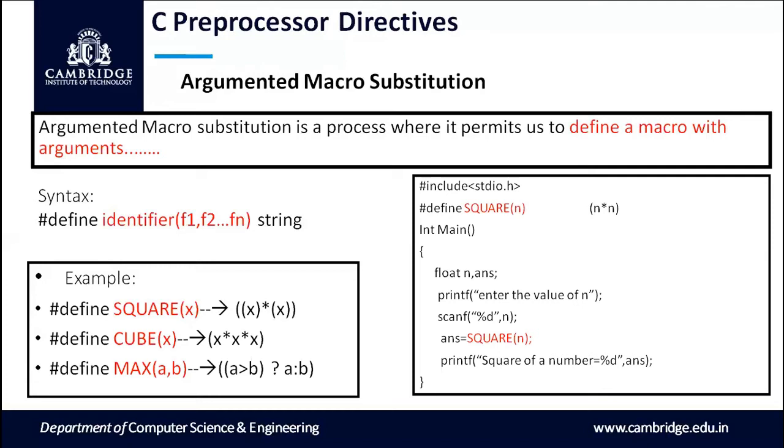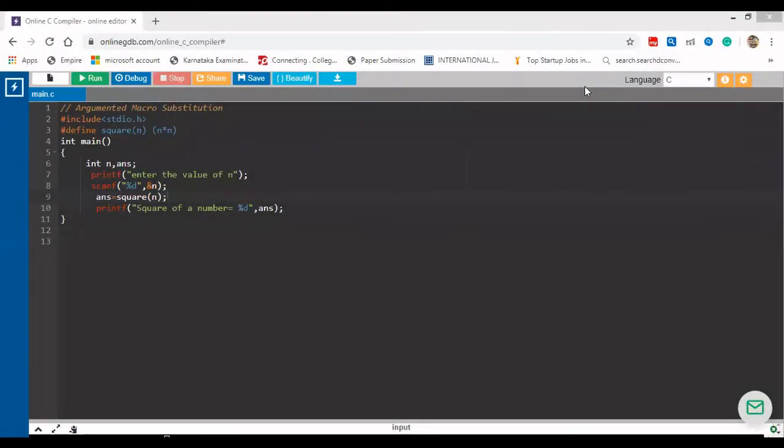If I give SQUARE(n), automatically the square of n will be defined in my program by using macro substitution, or the preprocessor directive. Automatically n into n will be done, and that n into n value will be stored in my answer. With the help of answer, I'm going to print the value which is there in my answer variable. This is how argumented macro substitution works. We'll see the example of argumented macro substitution.